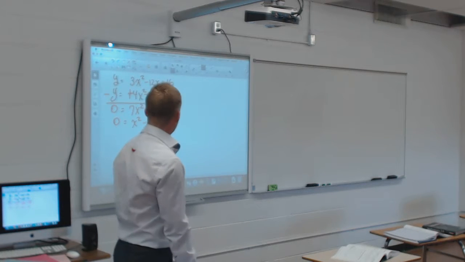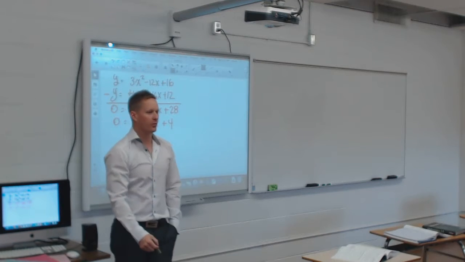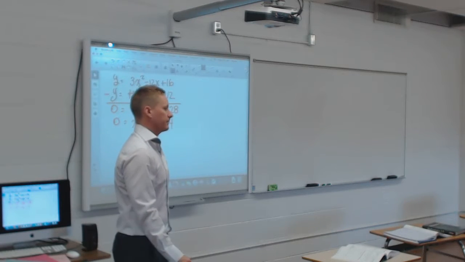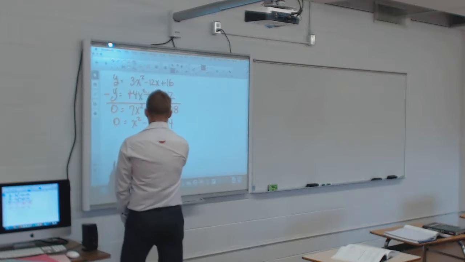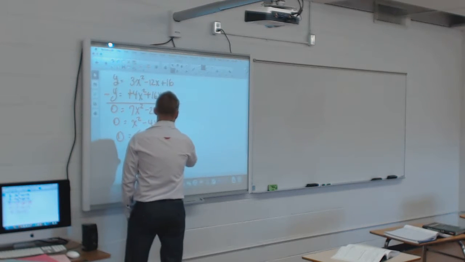So far, so good? Is this factorable? Are there factors of 4 that add to give you negative 4? What are they? Negative 2, negative 2. So I go 0 equals x minus 2, x minus 2.